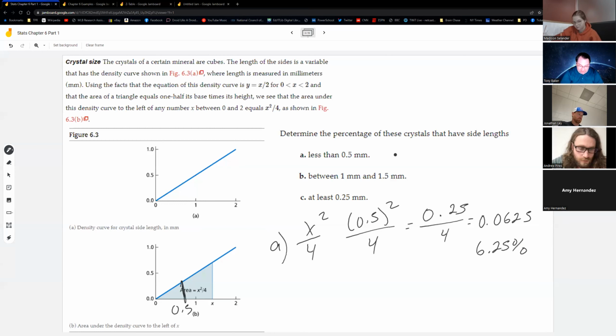Now, if I wanted to find one like B, which says between 1 and 1.5, I'm going to do it on the other graph. So here, I'm doing between here and here. So I want that area right there.